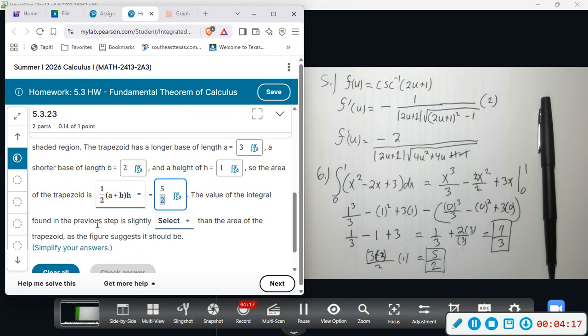The value of the integral found in the previous step is slightly larger, smaller. So this is about 2 1/2. This is about 2 1/3. So the one that we found in the previous step is slightly less. Okay, if we were to convert those to decimals.